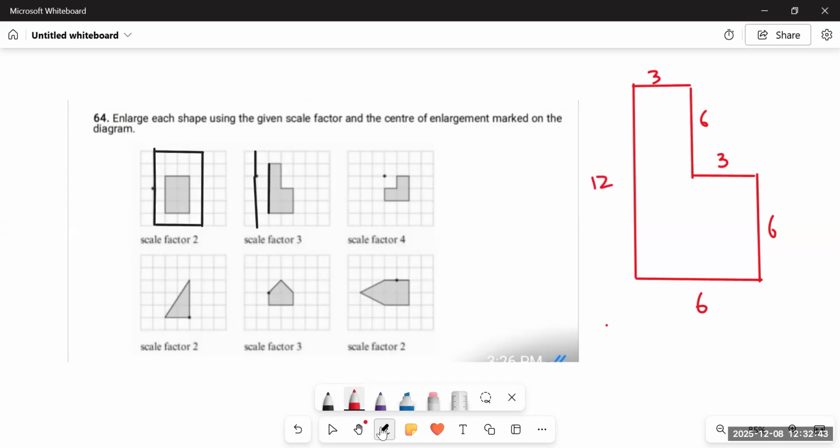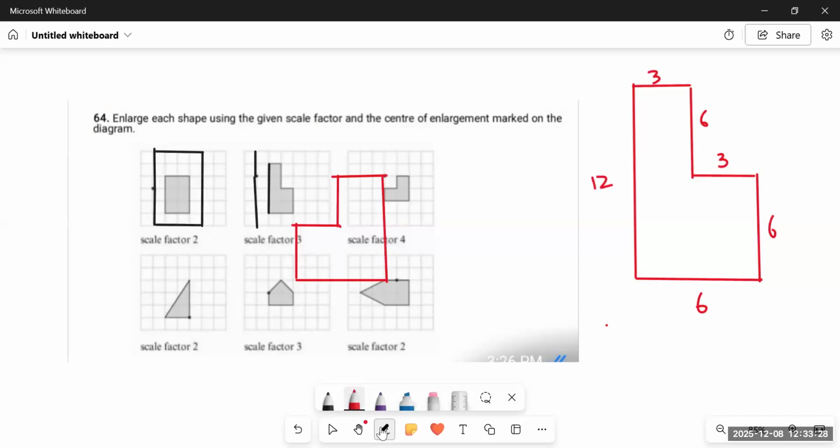For the next one, we have scale factor 4. So for 1, it would be 1, 2, 3, 4, right? And then we will go down 1, 2, 3, 4, like this. Then again 1, 2, 3, 4, like this. And then again 1, 2, 3, 4, like this. And then 2 fours are 8. So 1, 2, 3, 4, 5, 6, 7, 8. And then 2 squares would be again 1, 2, 3, 4, 5, 6, 7, 8. This would be the enlarged figure of scale factor 4 for the given one, right?